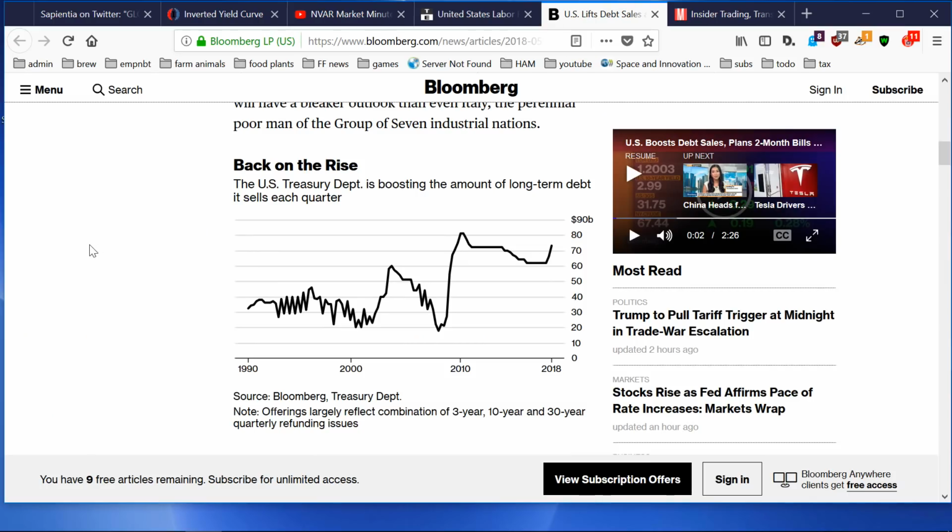Another thing that I wanted to talk about was his other reason for the yield curve inverting, basically saying that there's so much more demand for these long-term debt issuances. So I found a quick chart by Bloomberg which shows the amount of longer-term debt issuance there, and that's defined in this article as 3-year, 10-year, and 30-year issuances issued every quarter by the Treasury. And it says the U.S. Treasury is boosting the amount of long-term debt it sells each quarter.